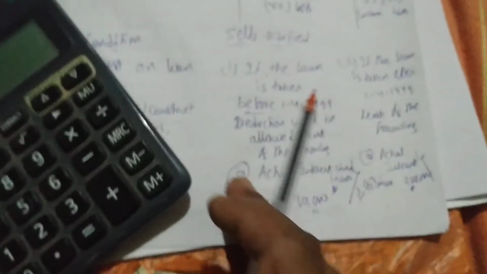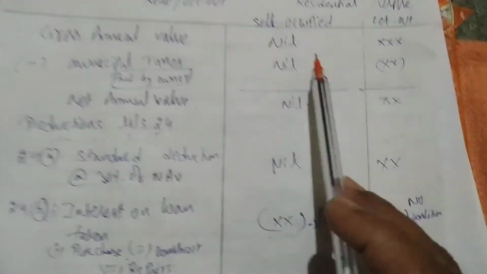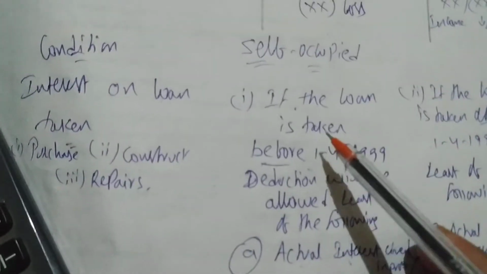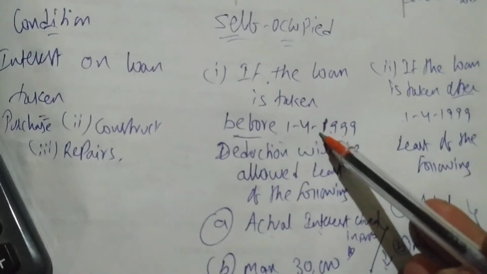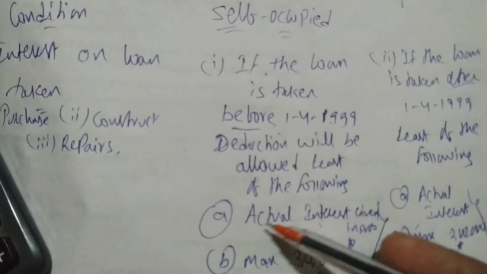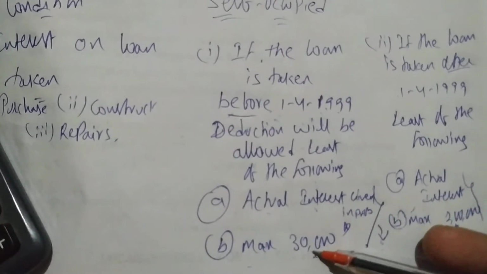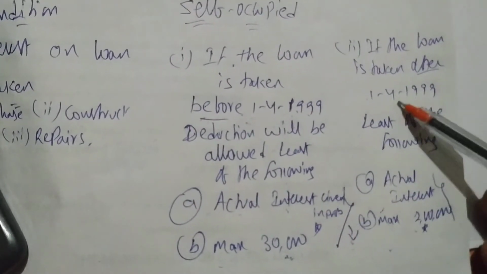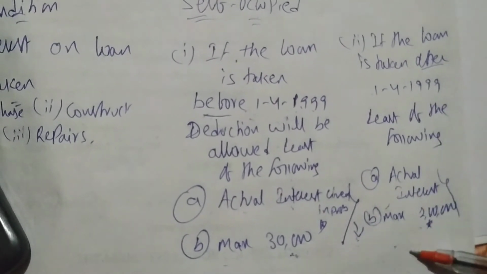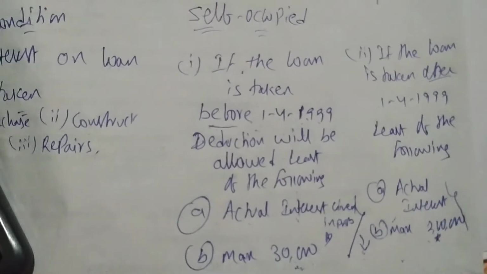Okay, so these are the two conditions for interest on loan taken to purchase or construct or repair house for self-occupied property. For let-out property, there are no conditions. So first condition is what? If the loan is taken before 1/4/1999, the deduction will be least of the following. A is actual interest paid, that is given in the problem. B is maximum 30,000. If the loan is taken after 1/4/1999, so least of the following will be allowed for deduction. A is actual interest, will be given in question. B is max 2 lakhs.